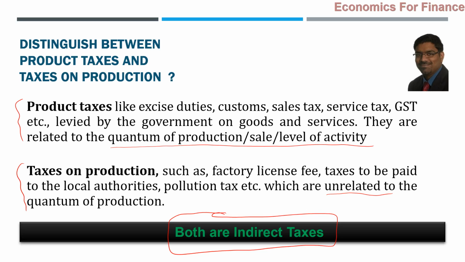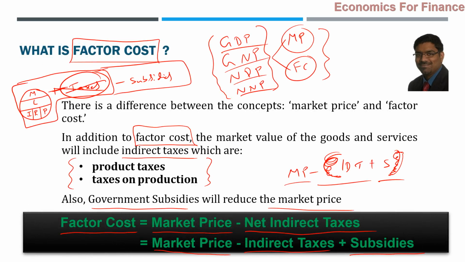So product taxes are those which are related to the quantum of production. Taxes on production are those which are unrelated to the quantum of production. That is the difference. And you should give some of these examples for a small 2 or 3 marks question, which is a very important, possible question: the distinction between product taxes and taxes on production. And both of them are called indirect taxes. And those should be reduced from the market price in order to arrive at factor cost.